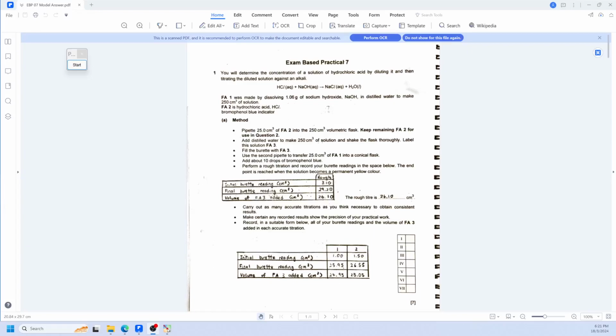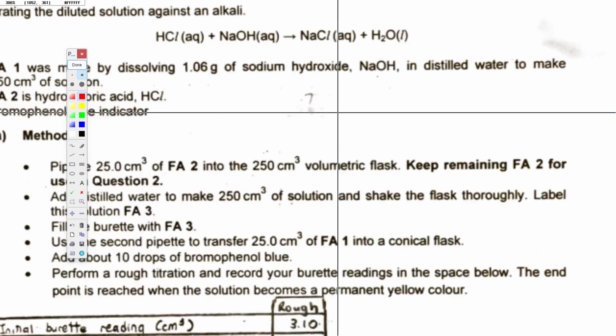Okay, let us now begin on exam-based practical 7. Let's look at exam-based practical 7. So the first one is a simple titration. Titration of what? Sorry.